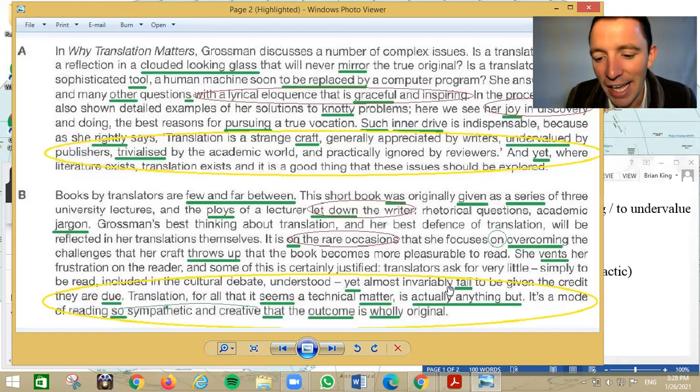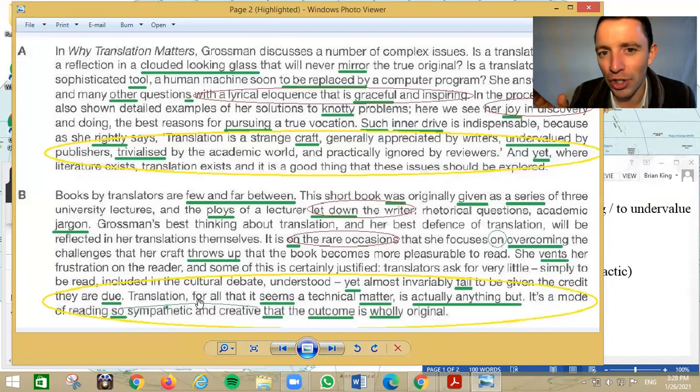Fail, F-A-I-L, fail, fallar, fail to be given, and credit, they are due. So again, this word is very important. You are due credit. That means you are expected credit. You deserve credit. You are due a holiday. You deserve a holiday. You're expecting a holiday, okay? Like deserve, merecer, to be due. Related to the bus, if the bus is due in 5 minutes, the bus is expected in 5 minutes, okay?